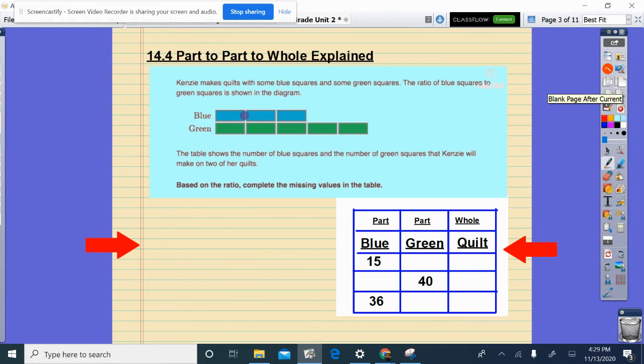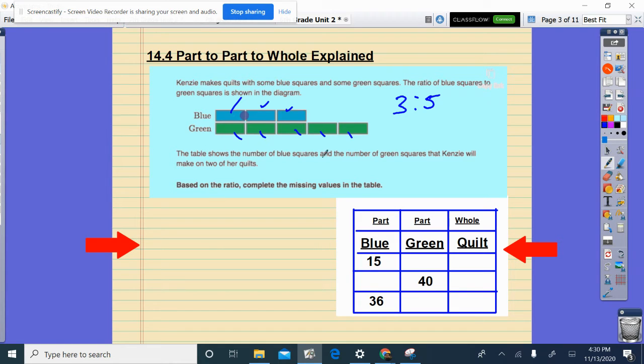Let's keep going. Part to whole explained. Kenzie makes quilts with some blue squares and some green squares. The ratio of blue squares to green squares is shown in the diagram. Well, what is that ratio? Well, I have 1, 2, 3 blue, and I have 1, 2, 3, 4, 5 green. So it's a 3-to-5 ratio, blue to green.